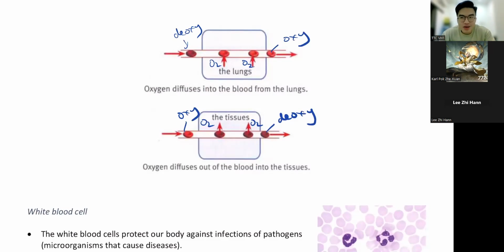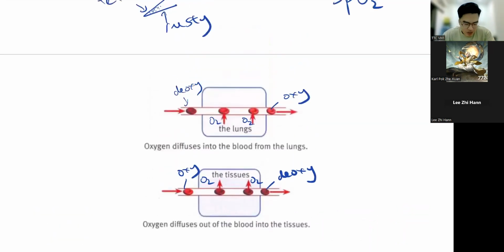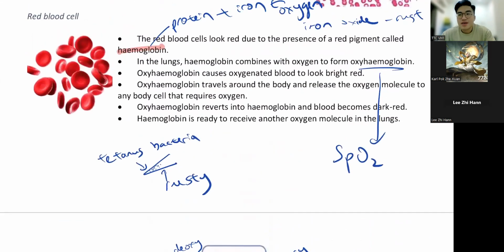Okay, so you guys okay with this? Very simple stuff. To put it simply, your red blood cell determines your stamina. You get what I mean? So, what makes your stamina good? Two things.